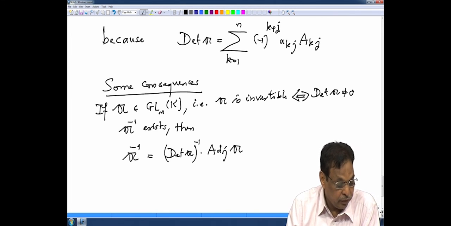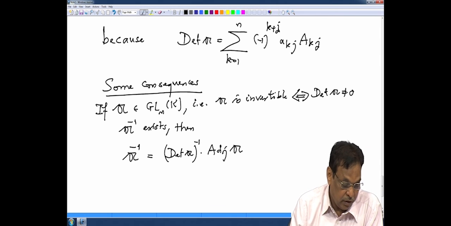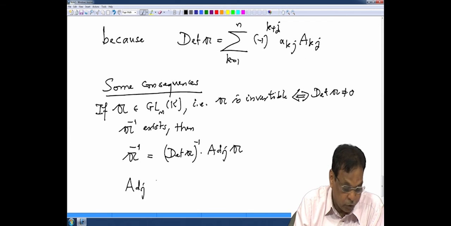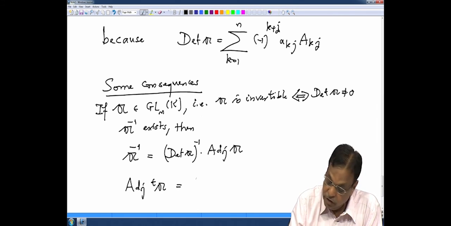Okay. Now I want to write one corollary, but before that, I also want to note explicitly what happens to the adjoint of the transpose: this is the same as the transpose of the adjoint.